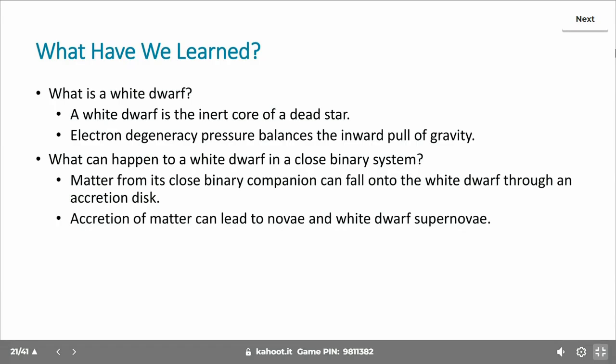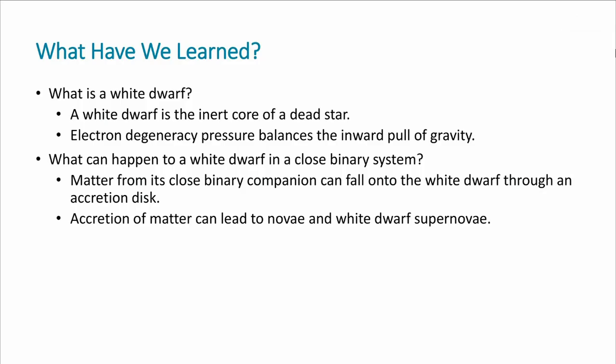So the white dwarf is the leftover core of a dead star. It's made out of electron-degenerate carbon, and that electron degeneracy is what balances out the inward pull of gravity. Many stars evolve in binary systems, so you can have a white dwarf as one of the members of those binaries. If it steals a little bit of matter from its companion, you could have a nova. But if it steals too much matter, then it will blow itself up in a supernova.